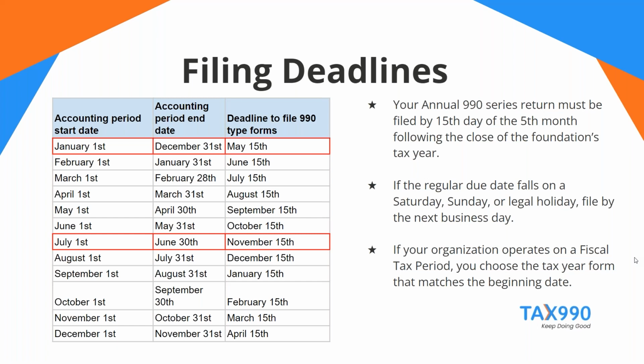So for example, if the organization has a January through December tax year, that means their tax year begins on January 1st and ends on December 31st every year. The deadline for this tax period would be May 15th because the 5th month after the tax period ends on December 31st would be May, and the deadline's the 15th of the month. However, if the 15th of the month falls on a weekend or federal holiday, the deadline is moved to the next business day.